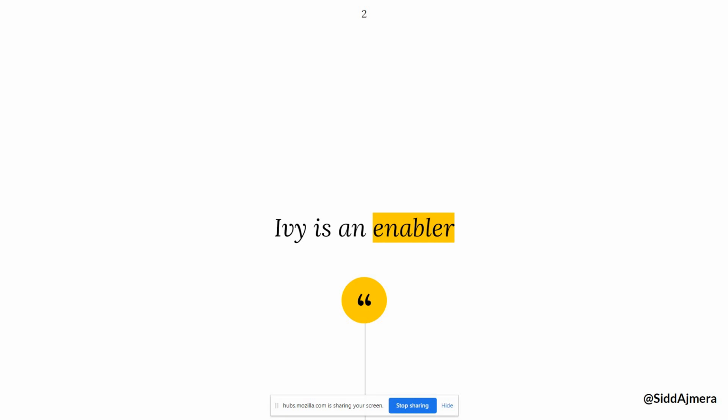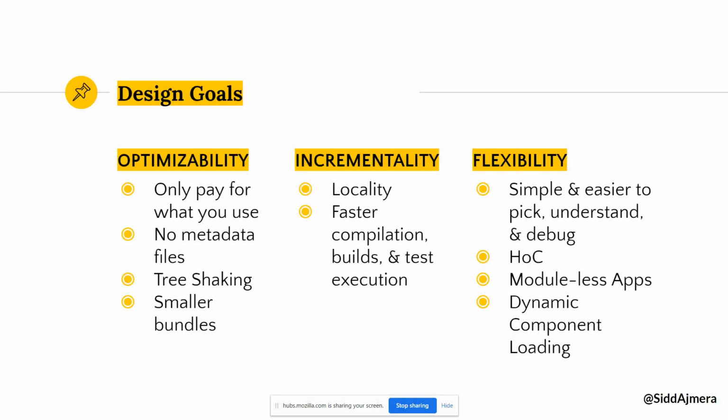Now, when the Angular team started building Ivy, they had a few design goals in mind, and they classified these design goals into three major categories. It was all about optimizability, incrementality, and flexibility. So we can now see that the Angular builds and bundle sizes have decreased a lot, and that is a result of a few of these things.